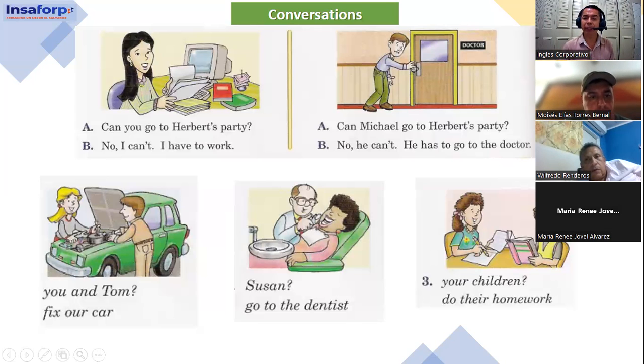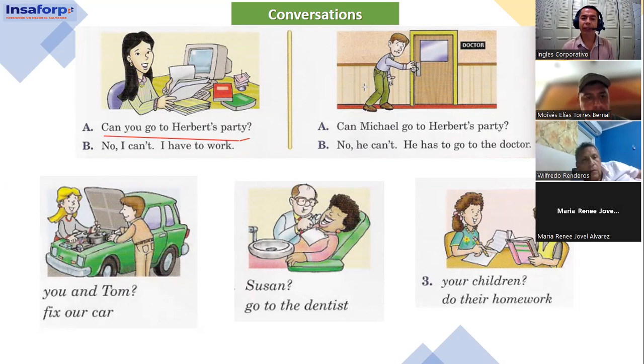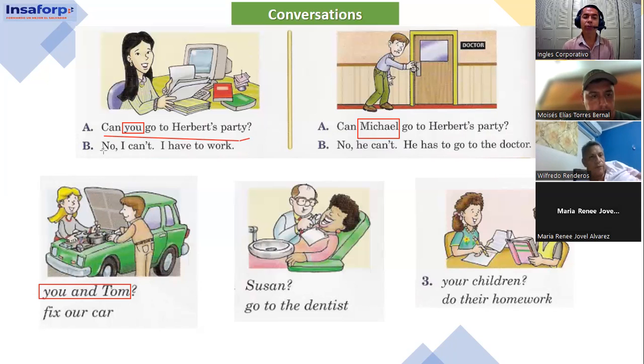Okay, Wilfredo, I will explain. Pay attention, Wilfredo, pay attention. Here we have a question, look. Can you go to Herbert's party? And we say, can you? You, right? Only you. And in the case of Michael, only Michael. Right? But in this question, you are going to say you and Tom. Substitution for you, you and Tom. But you have to say, go to Herbert's party. Understand? Yes, okay.